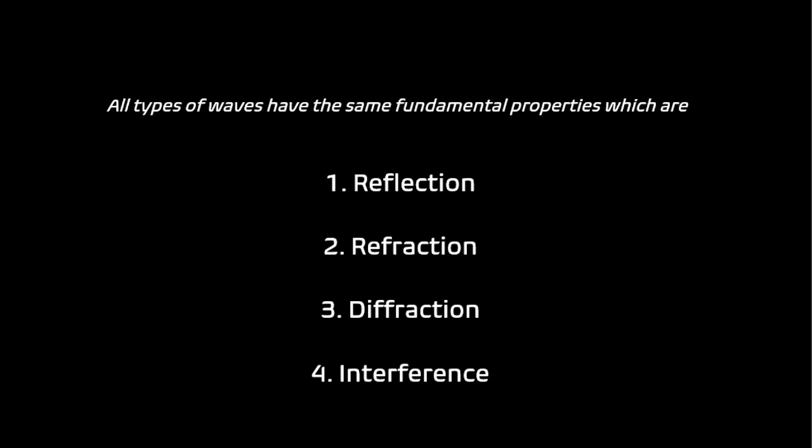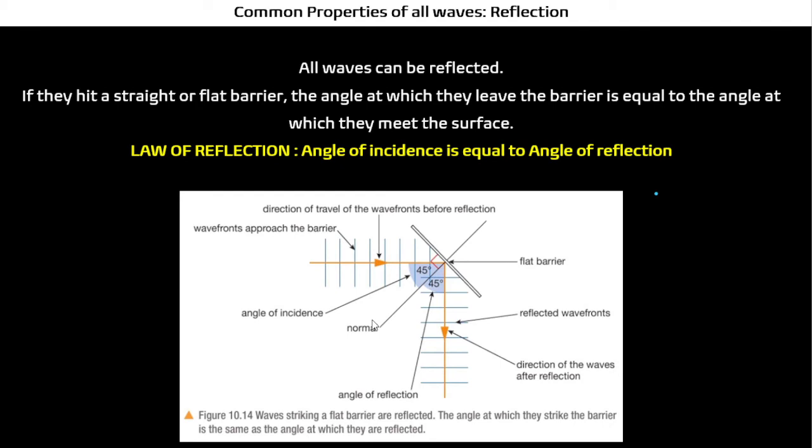So all types of waves have the same fundamental properties, which are reflection, refraction, diffraction, and interference. We are going to essentially learn about three things here, which are reflection, refraction, and diffraction. All waves that we know can be reflected, and if they hit a straight or flat barrier, the angle at which they hit the barrier will be the same as the angle at which they leave the barrier.